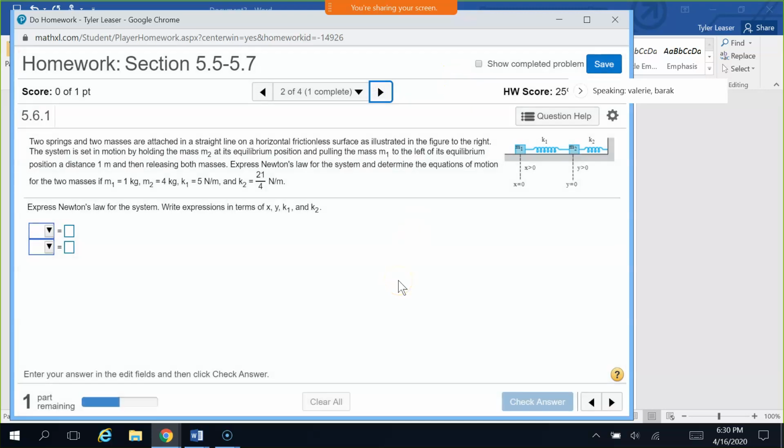Yeah, so this is a spring one. Oh, gosh. So this is the double spring problems here. So 2 springs and 2 masses are attached in a straight line on a horizontal frictionless surface, as illustrated. The system is set in motion by holding the mass M2 at its equilibrium and pulling the mass M1 to the left a distance of 1 meter, and then releasing both. Okay, so it's got a bunch of stuff here. So let me get to my system stuff.